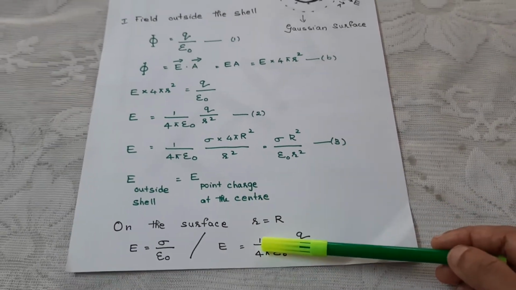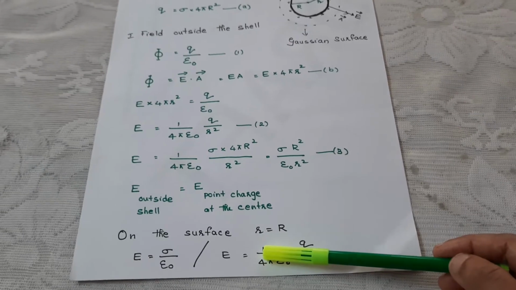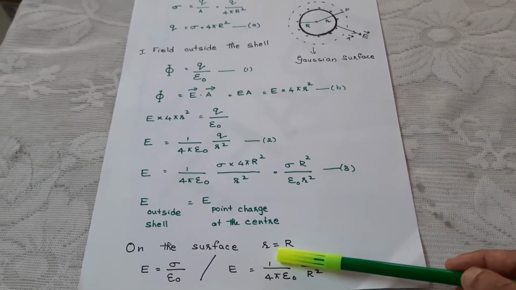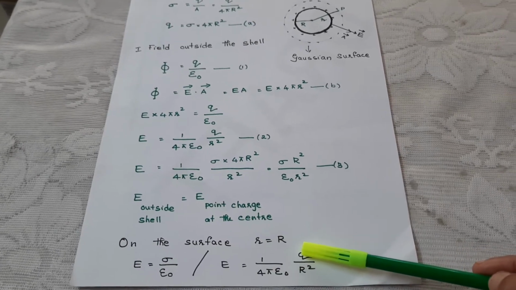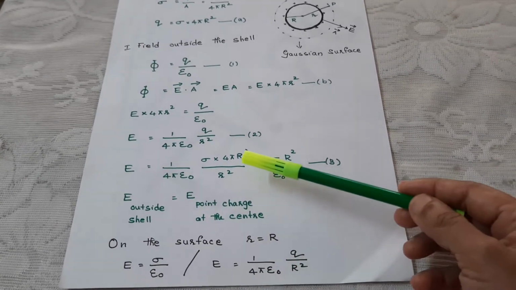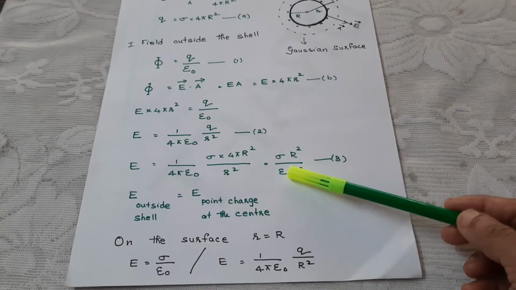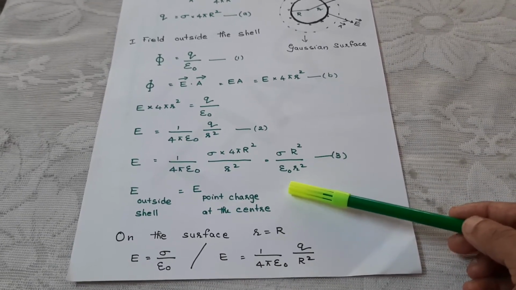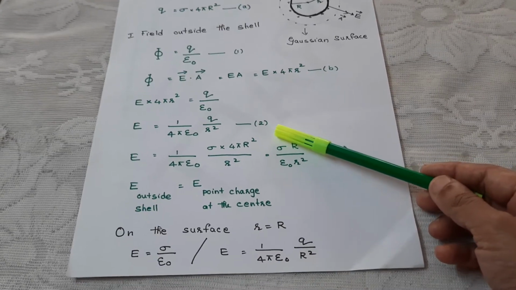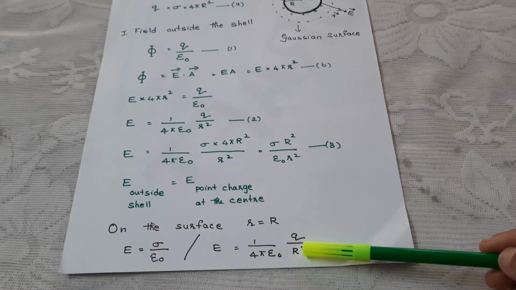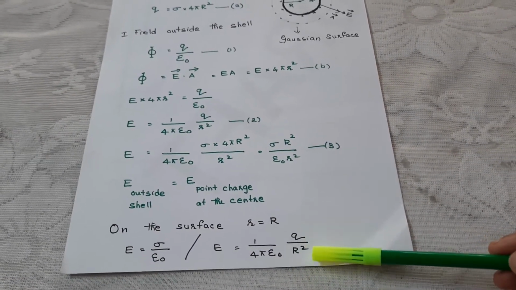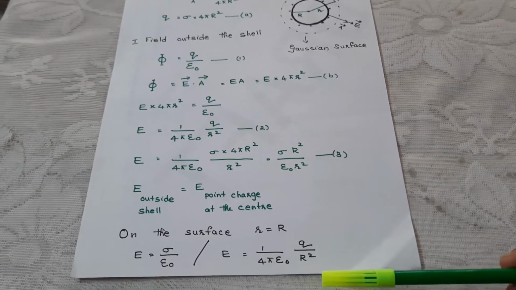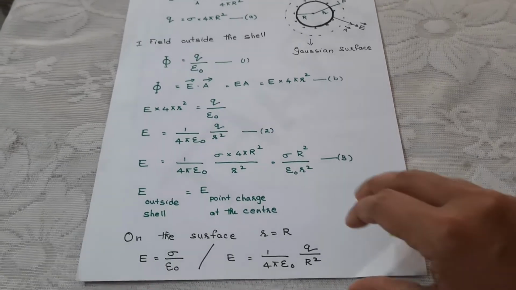And if the point is on the surface of the shell, the distance of the point, small r, is equal to capital R. Then the electric field E is equal to sigma by epsilon 0. Or according to equation 2, E is equal to 1 by 4 pi epsilon 0 Q by r square, same as that of a point charge at the center of the shell.